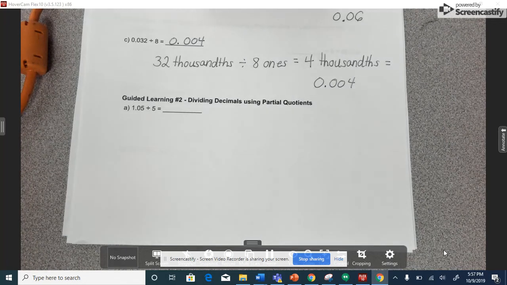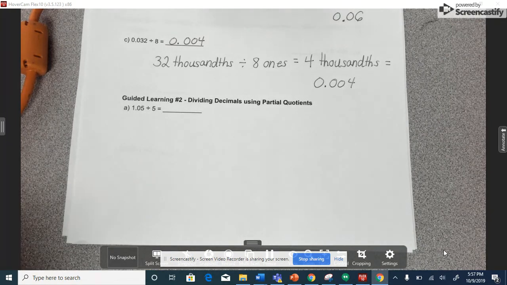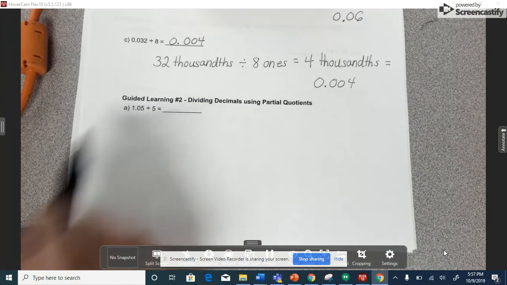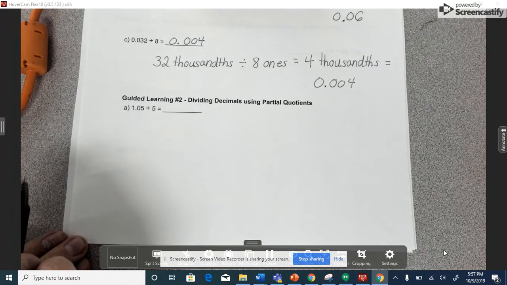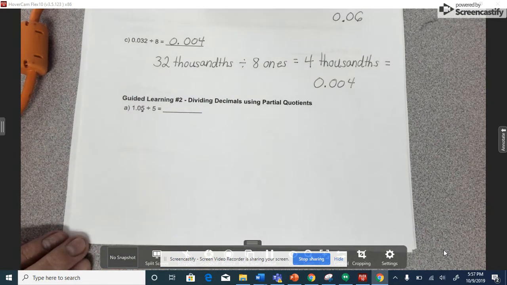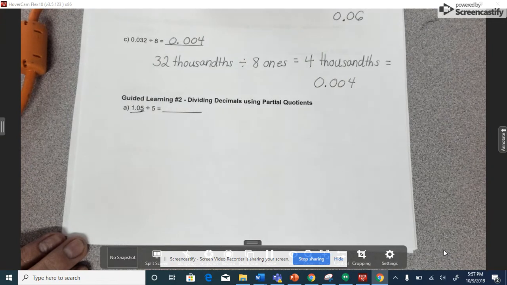Now we're going to be learning how to divide decimals using partial quotients. This is especially helpful if the numbers are larger, such as this one. To start, we are going to rewrite 1 and 5 hundredths using unit form, but we want to use the smallest value. So we have 5 in the hundredths place, but in the entire number, we have 105 hundredths.